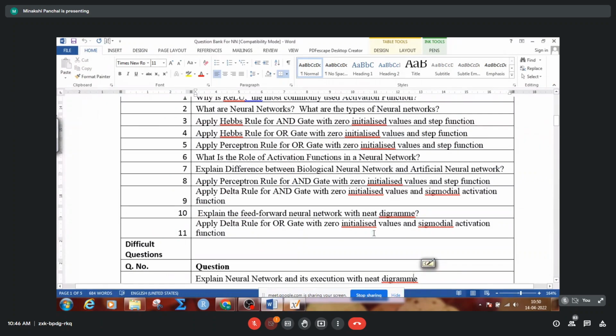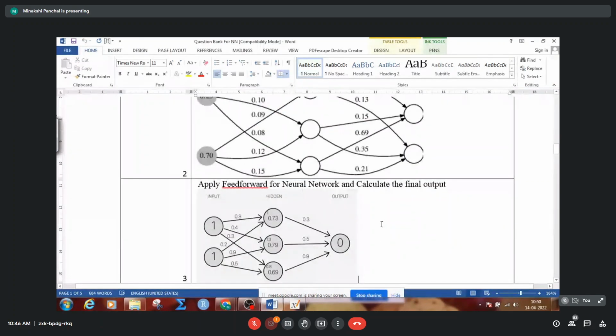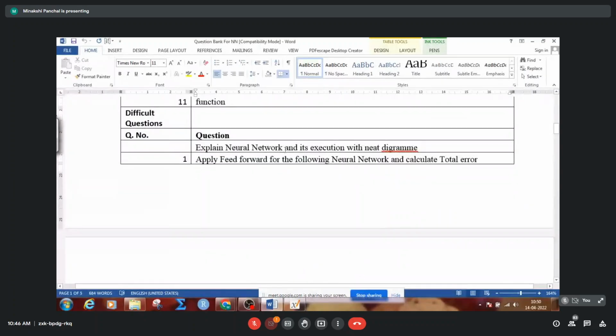Apply delta rule. A similar question is there. Now just see this difficulty level question: explain neural network and its execution with neat diagram. Now I will add all the things. I will add the feed forward, as well as explain the concept of back propagation in short. Whenever it is supervised learning, I update the weights so that I can minimize the loss. So in simple words, I will explain about back propagation also, if my question is like this.